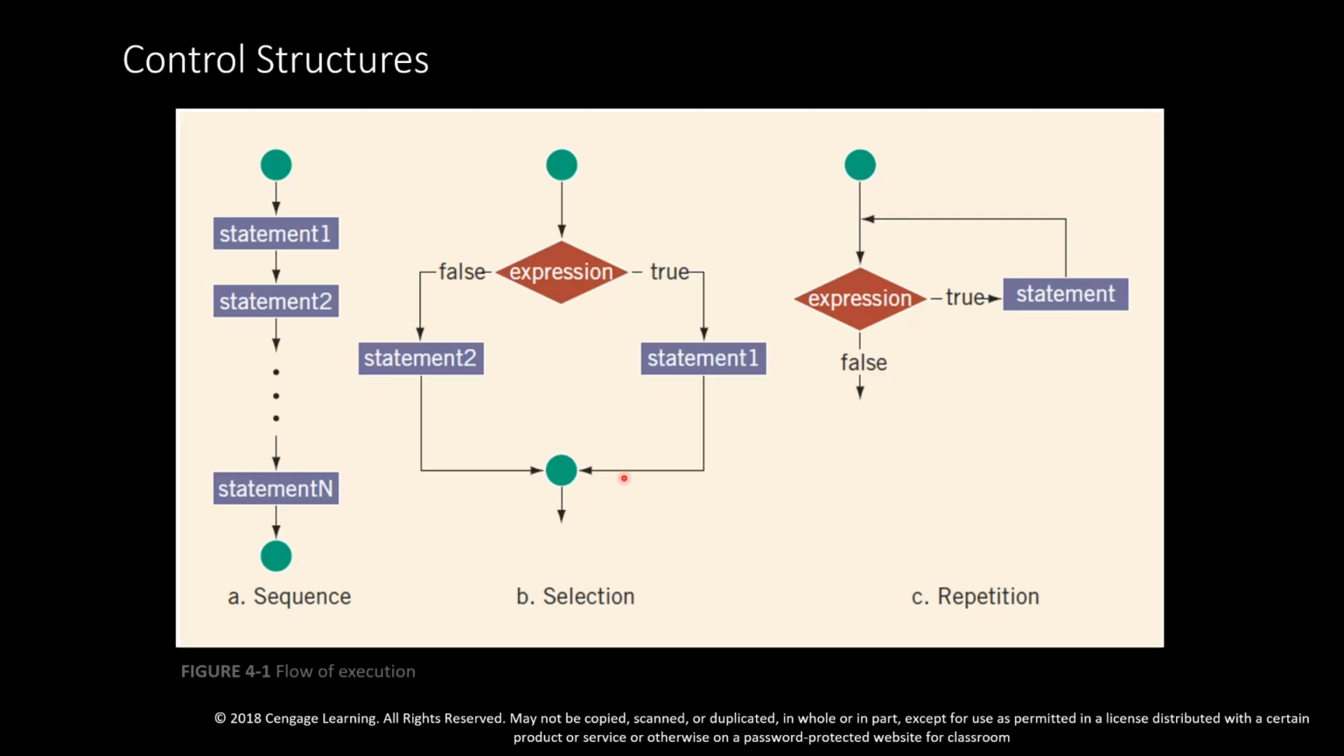Selection is our if statements. If this is true, do this, otherwise do that. We're going to cover that just real briefly. And then repetition are our loops, our while, do, for loops, etc. So let's take a look at these a little bit more closely. Our selection statements are virtually identical to what they are in Java.